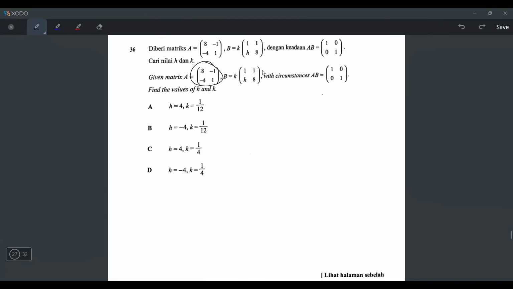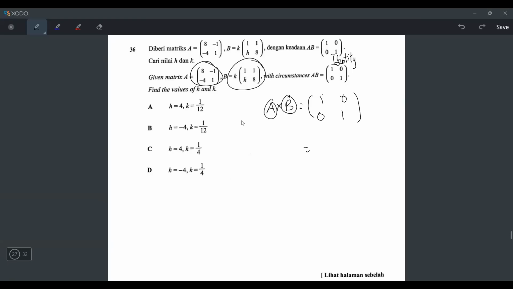36. Given matrix A is this, matrix B is this, with the circumstance A times B is equals to 1,001. Okay, this matrix we call it the identity matrix. And what happens if they say two matrices times together you get the identity matrix? It means A and B, one of these is the normal matrix and one of these is the inverse. Maksudnya if dua matrix darab dapat identity, then one of these matrices is the matrix and one of it is the inverse of the matrix.